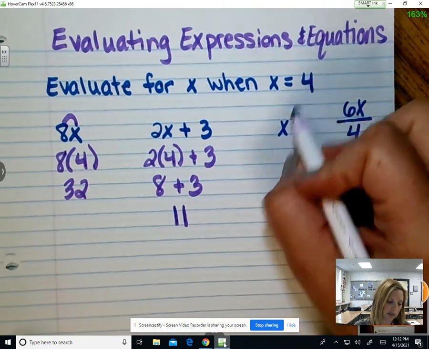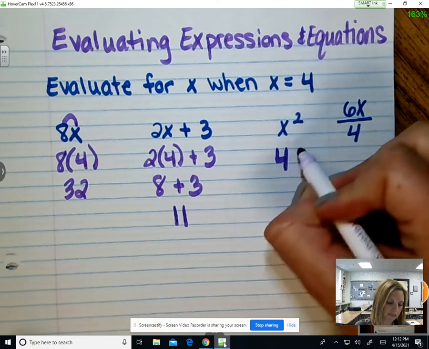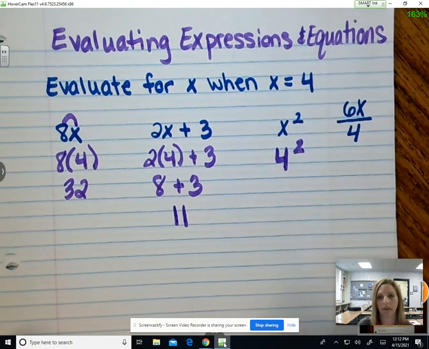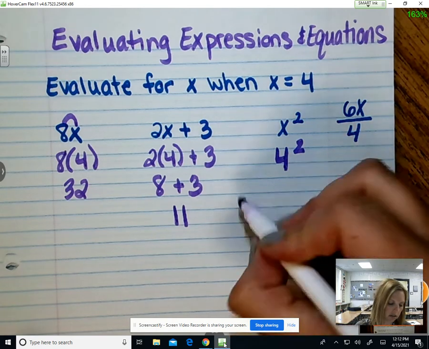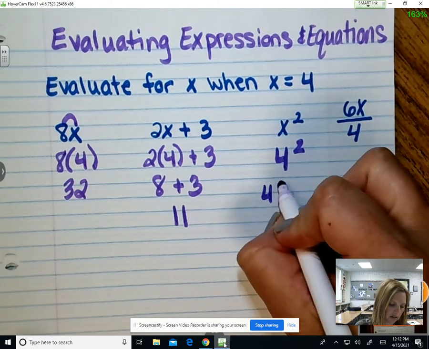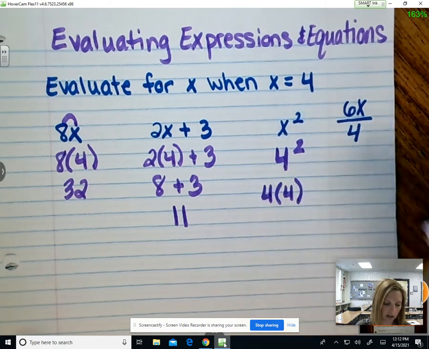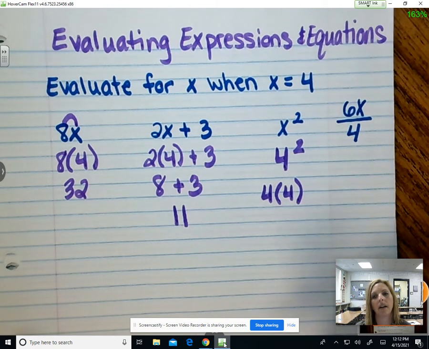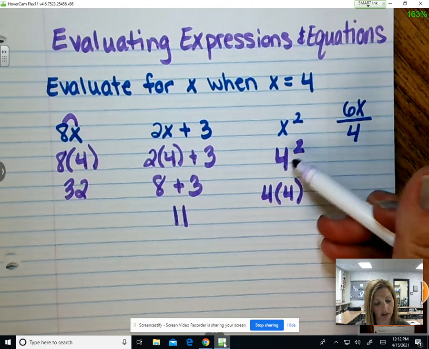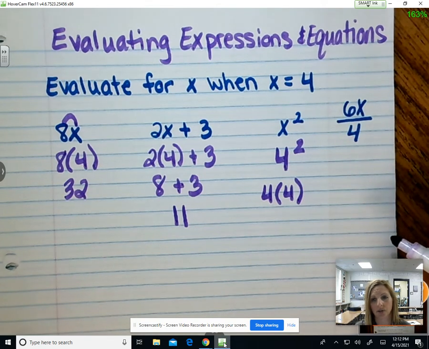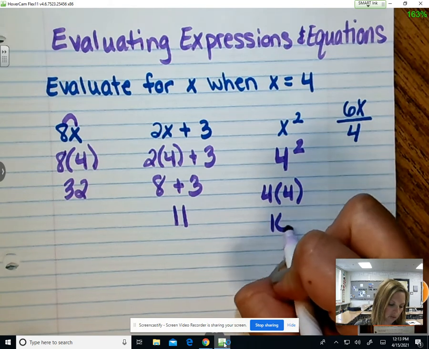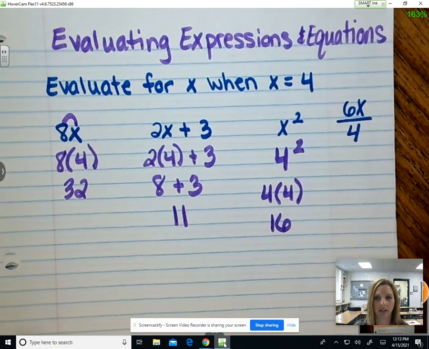Here, I'm going to substitute 4 in for x. And then my exponent 2 tells me that I'm actually going to do 4 times 4. Please remember, the exponent tells you how many times you multiply the whole number. So it is not 4 times 2, but 4 times 4, which gives me my final answer here.